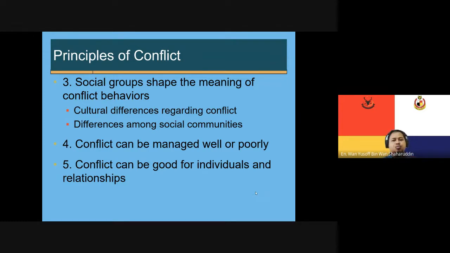Conflict can be managed well or poorly. All right. So it depends on how you want to manage your conflict. Would you be attentive? Would you try to withdraw yourself? Would you try to exit the relationship? All right. Conflict can be good for individuals and also relationships because in a conflicting situation we tend to be very honest and find our points of weakness in the relationship and try to get a solution on how we can resolve the issue or conflict that we are having, building up the bonds that we have with our friends or partners.